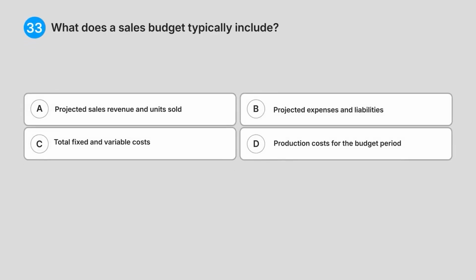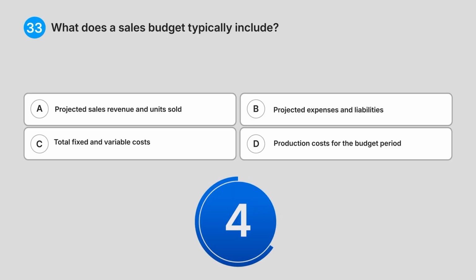33. What does a sales budget typically include? A. Projected sales revenue and units sold. B. Projected expenses and liabilities. C. Total fixed and variable costs. D. Production costs for the budget period. What do you think is the answer?